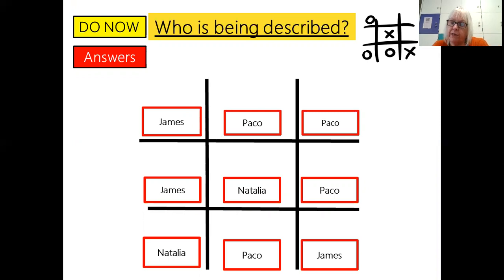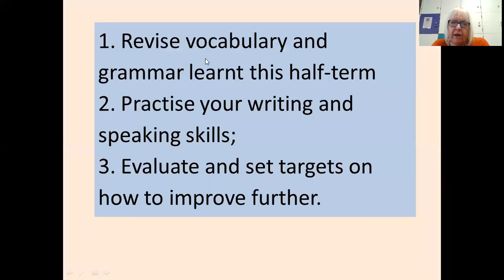You've done a lot of work today, so well done. Let's just have a look at the next slide. So we have revised grammar and vocab learnt this half term, vocabulary for the holidays and all 3 tenses. We haven't done any writing or speaking today. We've done a lot of reading. You'll do the other ones later in the week.